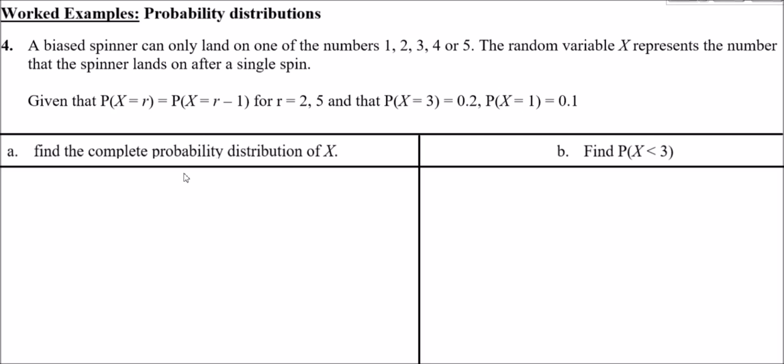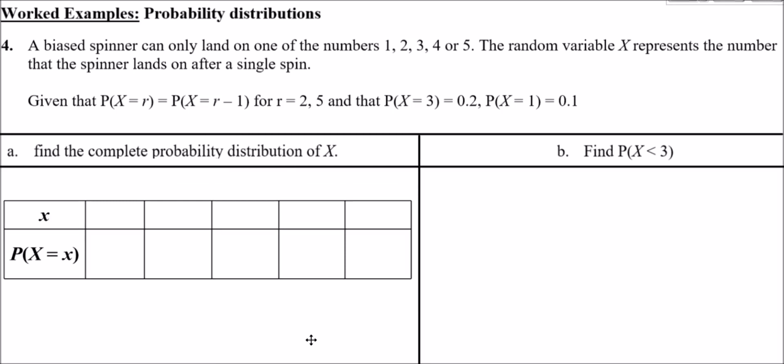Part A, find the complete probability distribution for X. I'd strongly suggest doing this as a table. So we've got X that can be either 1, 2, 3, 4 or 5. So let's just label in 1, 2, 3, 4 or 5. Next, let's label in what we know for sure. So for sure, we know that when X is 3, the probability of that is 0.2. So we can add this in, which goes here. And we've also been told that when X is 1, that's got a probability of 0.1. So we can put that here.